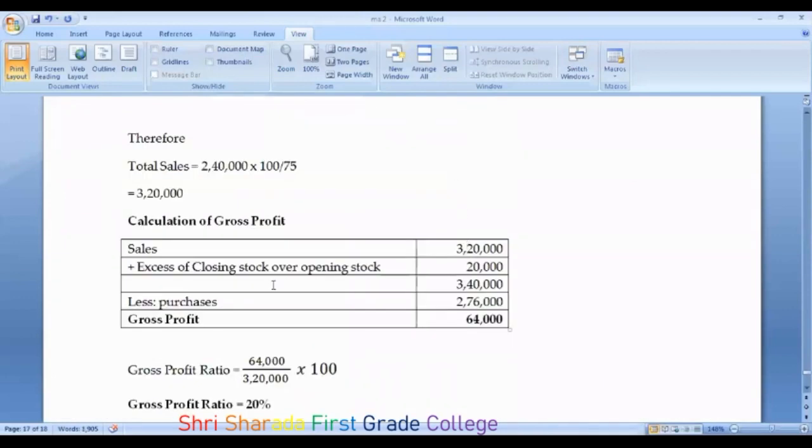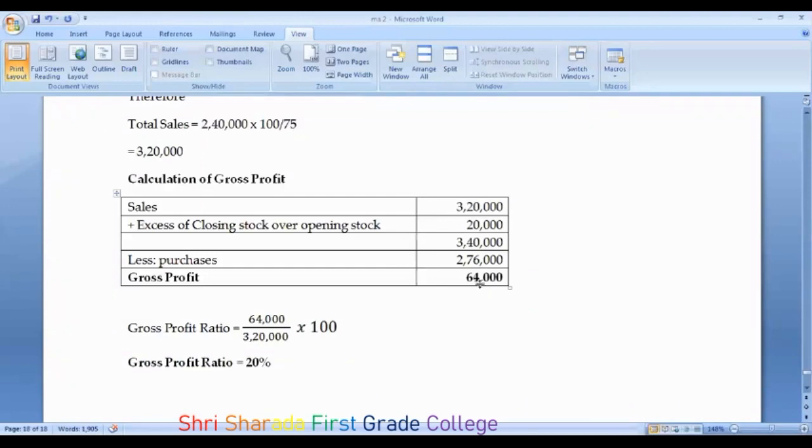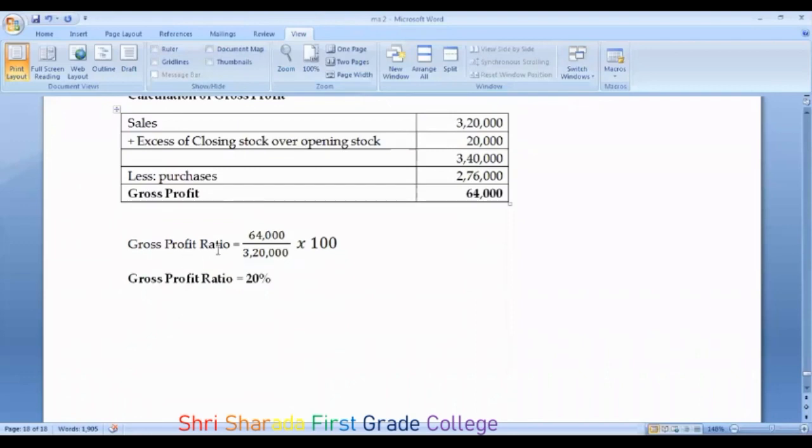So add back that information. Adding the excess of closing stock over opening stock, 20,000. You don't know what exactly the opening stock is here. So 3,40,000, and out of this, purchases will be deducted, 2,76,000, which comes to gross profit as sales minus purchases. In the same way you need to do it. So 64,000. So gross profit ratio is profit divided by sales into 100.